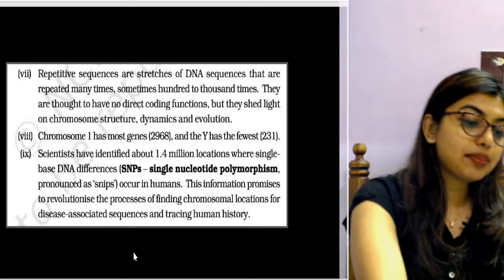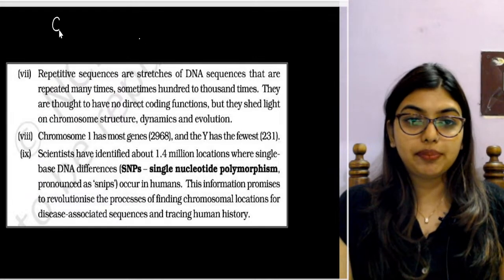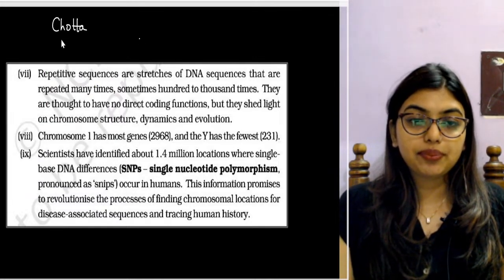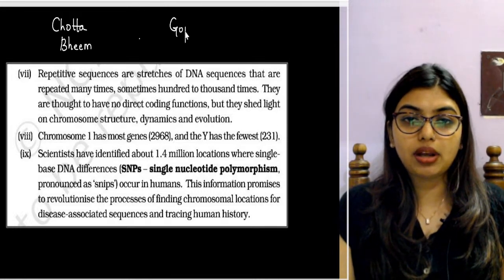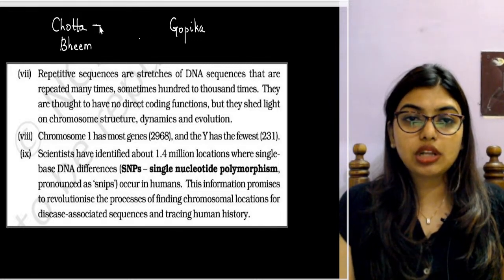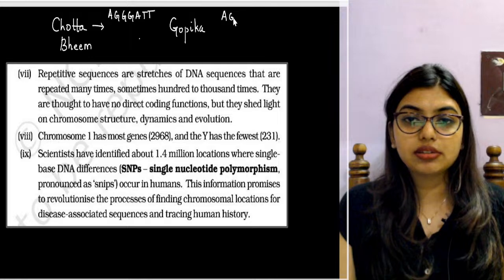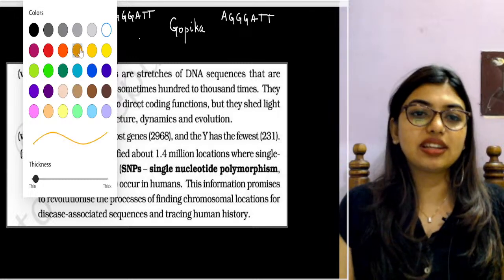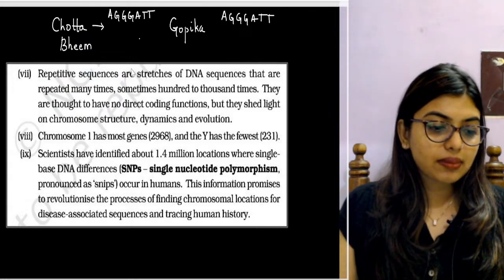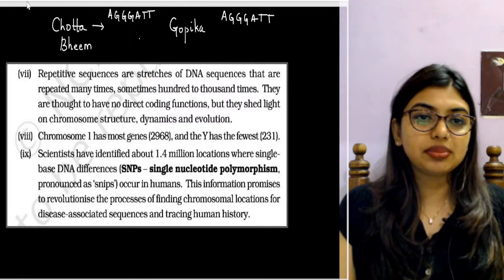So students, listen carefully. Now let's take an example. Whose example do we take? Let's take the example of Chota Bheem. Chota Bheem and me, Gopika. Now let's say Chota Bheem has a sequence of A, G, G, A, T, T. Even I have the sequence, because I like Chota Bheem. It's top secret. Don't tell anyone else, students.